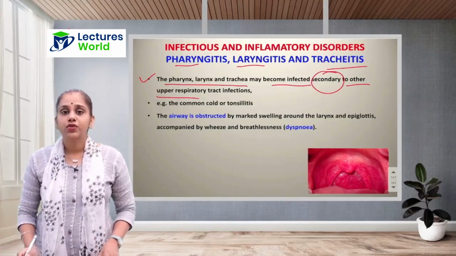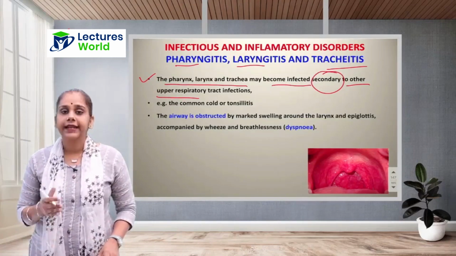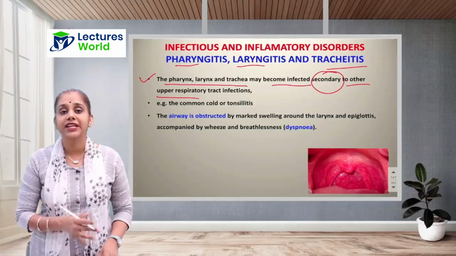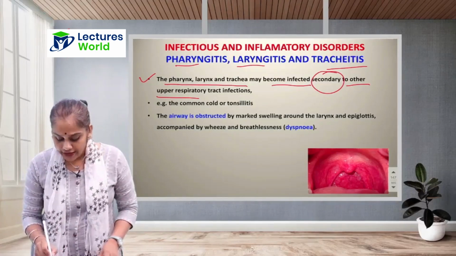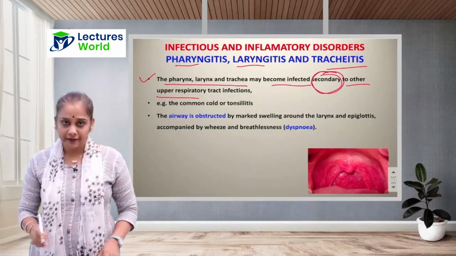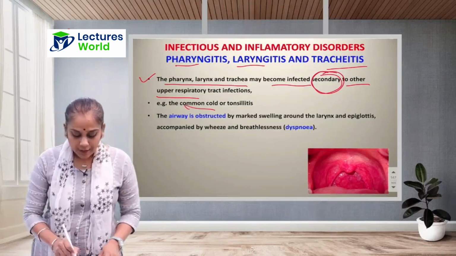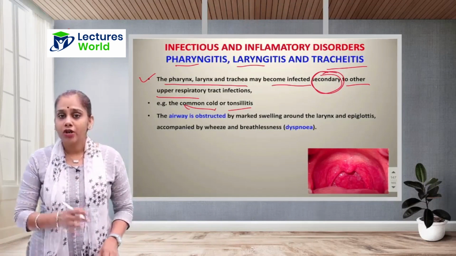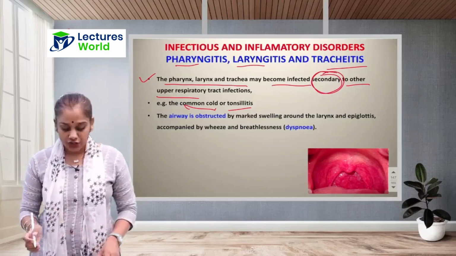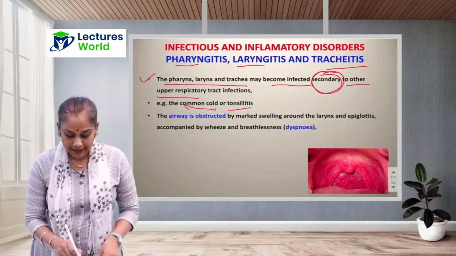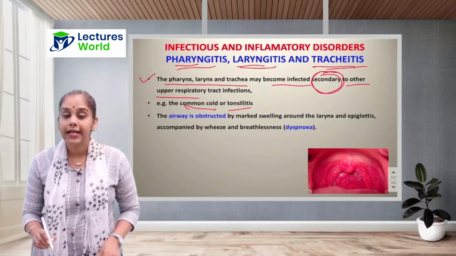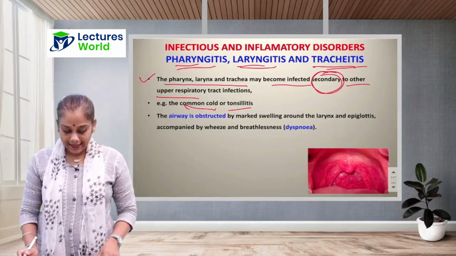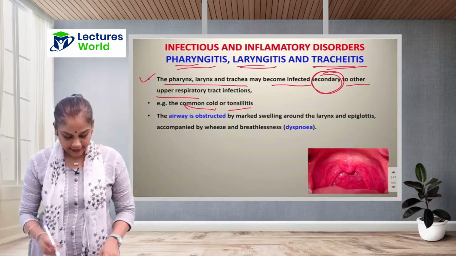So the pharynx, larynx and trachea have infection or inflammation because of some infection or a secondary infection, like a common cold, like tonsillitis, like influenza. Because of that, there will be infection or inflammation of the pharynx, larynx and trachea. That is known as pharyngitis, laryngitis and tracheitis.